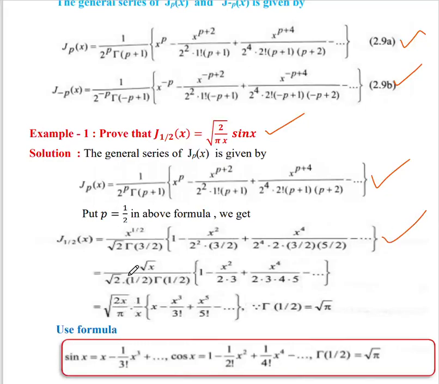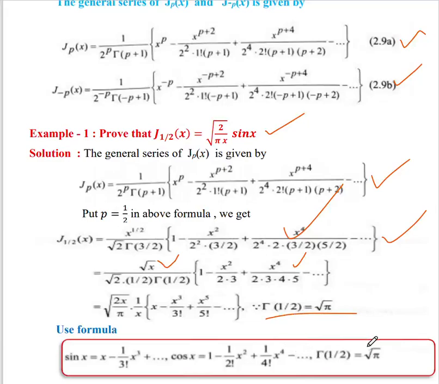Dear student, we know that x to the power 1 by 2 can be written as under root x, so this is under root x upon under root 2. We also know that gamma of 3 by 2 can be written as gamma of n plus 1, that is 1 by 2 gamma of 1 by 2. So this is 1 minus x square, and the 2 gets cancelled, 2 into 3. If you solve this, you will get these steps. Now we know that gamma of 1 by 2 is under root pi.